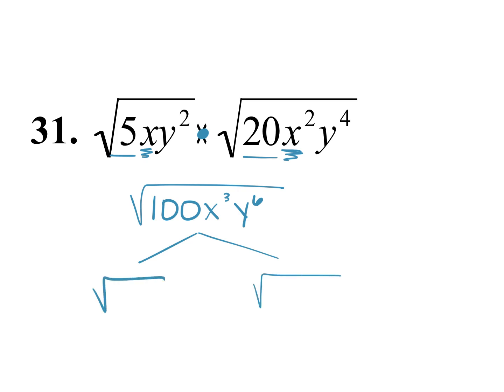In terms of 100, what's going to go on the left here? 100, the whole thing. You can take the square root of 100. Okay, x to what power? X to the 2nd. 3 is not divisible by 2. Remember, there's essentially a 2 there. It's a square root. So x squared, which means there's one x that's not perfect. And then y to the 6th, how many? The whole thing, y to the 6th, right? Because it is divisible by 2.